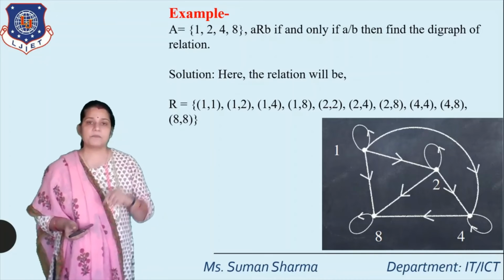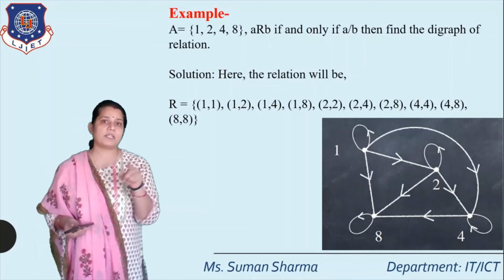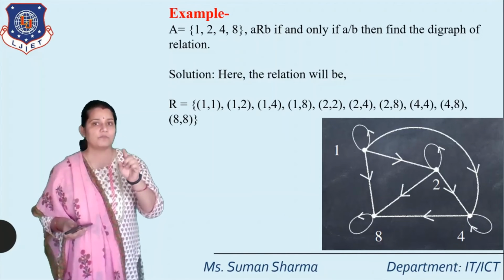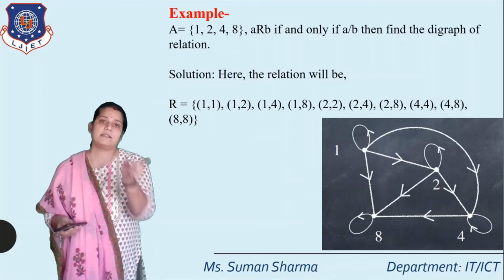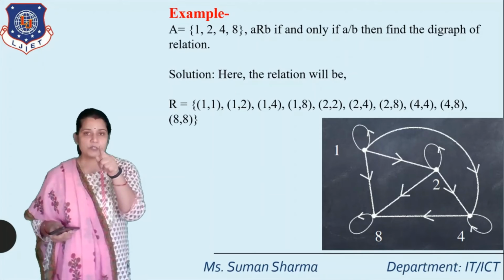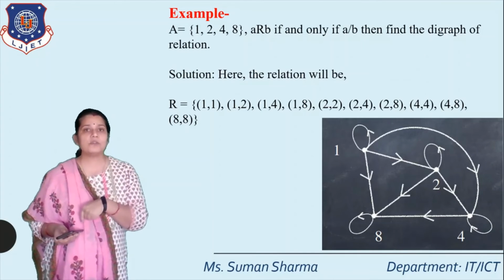Okay, so here first we take 1 to 2. So you draw 1 to 2, and the direction is 1 to 2. Then 1 to 4, so again you draw 1 to 4. Okay, next one is 1 to 8. So you draw 1 to 8, and the direction of the arrow is 1 to 8.